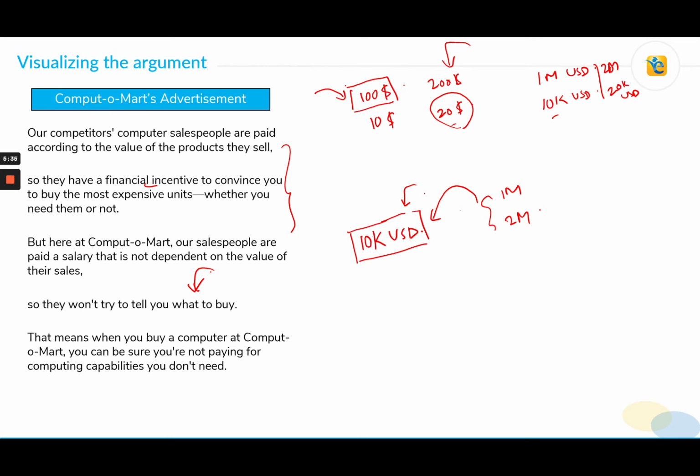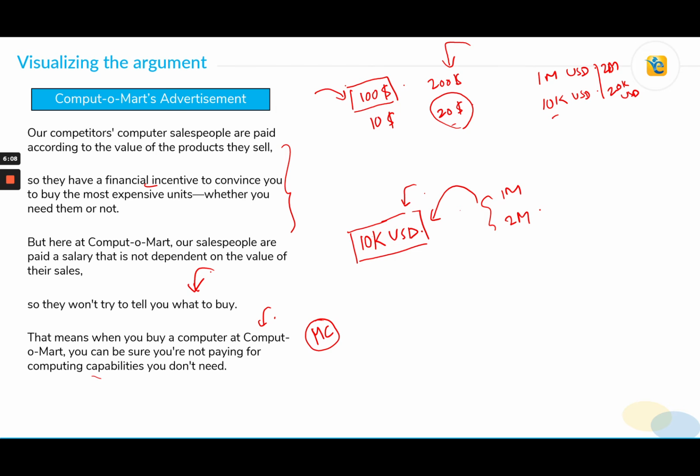As a result, the main conclusion that is being drawn based on all this is that, hey, when you, being the customer, buy a computer at Comput-o-mart, you can be sure that you are not paying for computing capabilities you do not need. So these other guys are going to push those expensive units at you, which probably have higher end computing capabilities. But here at Comput-o-mart, you're not going to end up paying for those kinds of things, because we're not going to push those kinds of things at you. That's fundamentally what is being said here. This last line is, of course, the main conclusion.